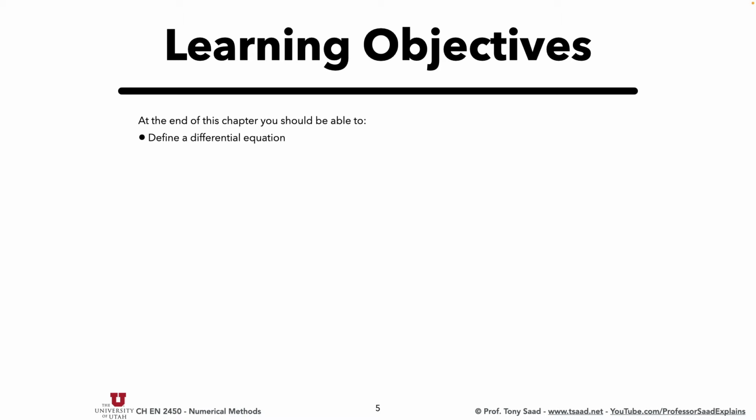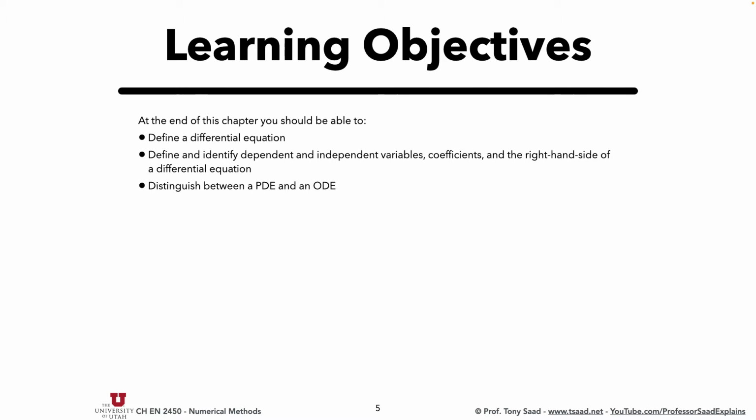So at the end of this chapter, I hope that you'll be able to define a differential equation, identify dependent and independent variables. We've seen this over and over again. They have a different meaning and different perception with differential equations. Coefficients, the right-hand side of a differential equation, why that's important. Distinguish between a partial differential equation, called PDE, and an ODE, ordinary differential equation. Distinguish and classify ordinary differential equations as initial value problems and boundary value problems, right? Those are two important distinctions.